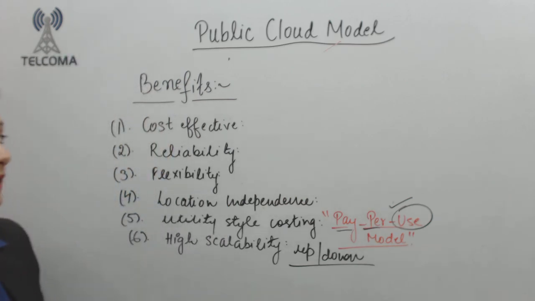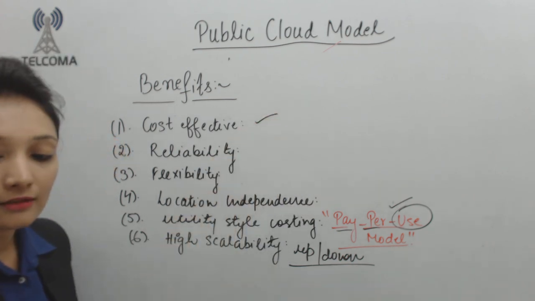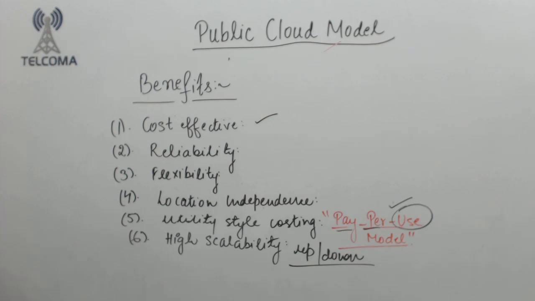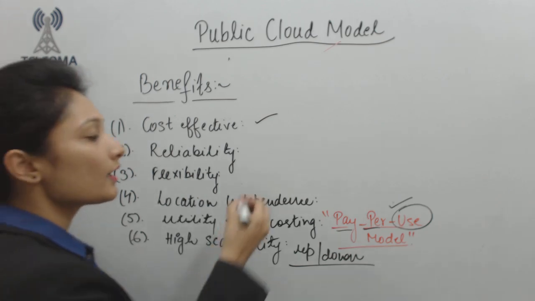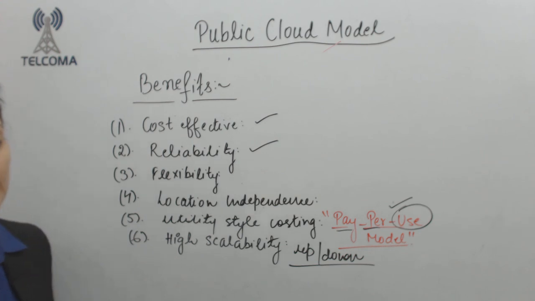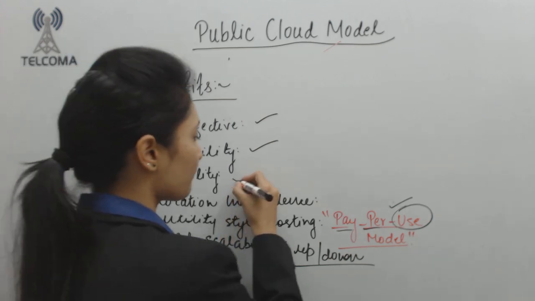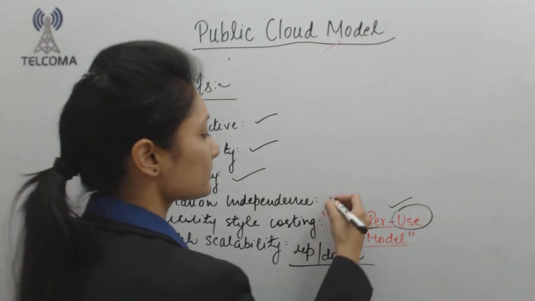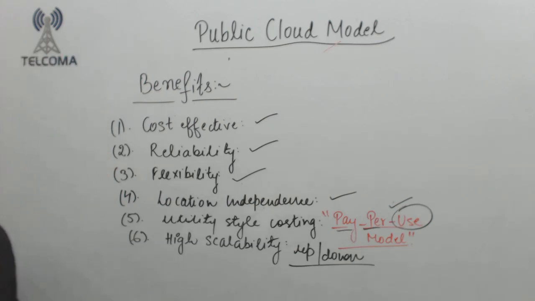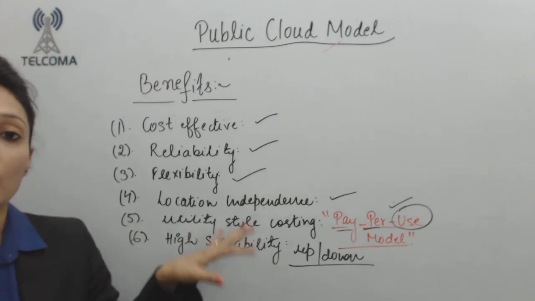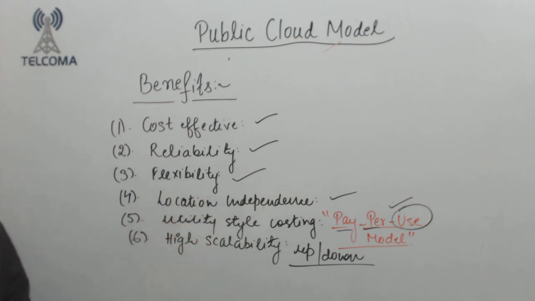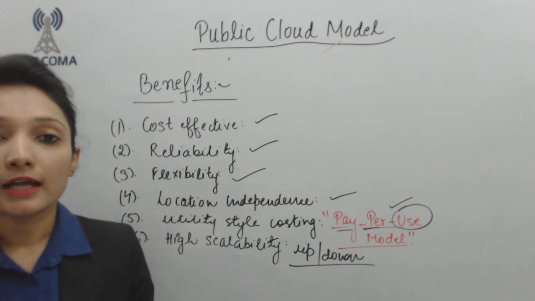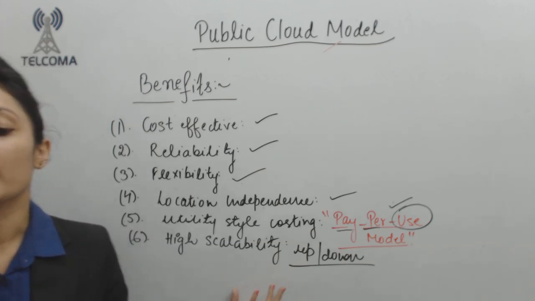The public cloud is cost effective because the resources are shared among a large number of customers. Then it offers reliability, because if one of the resources fails, it can use some other resource. After that, it provides us flexibility, which means it's easy to integrate a public cloud with a private one. Then it offers location independence. After that, it's based on a pay per use model, which means it has a utility costing advantage. After that, we have the scalability feature.